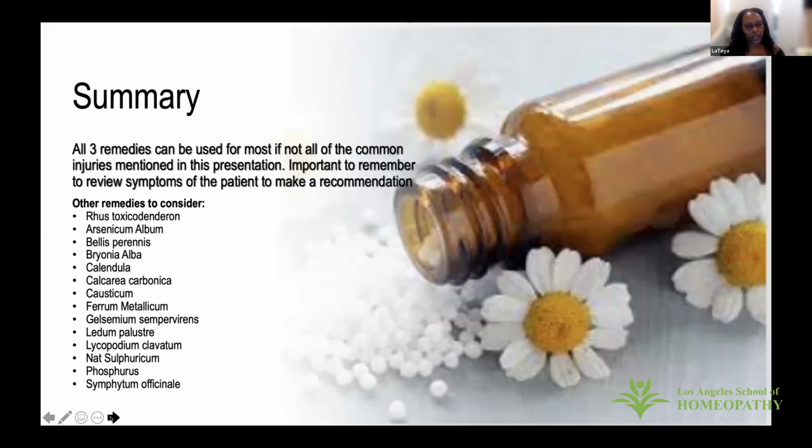So in summary, all 3 remedies can be used, most used for all the common injuries I mentioned here. It's important to review the symptoms of our patients, as we know, to make the patient recommendation. And then I just listed a bunch of other remedies that I found in my research. And that is the end. Next slide is any questions.